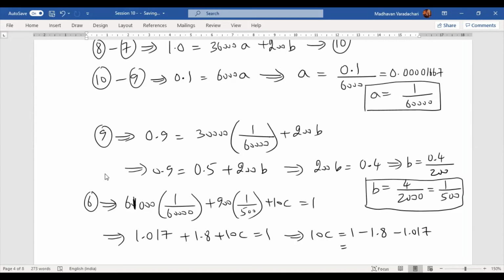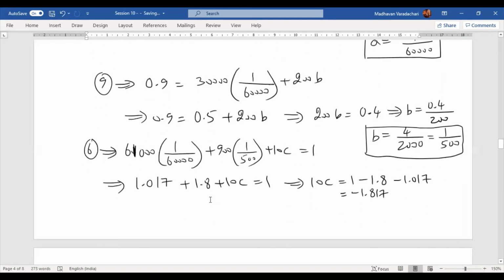So 1 minus 1.8 minus 1.017, which is negative 1.817. That means our C will be negative 1.817 divided by 10, which gives me negative 0.1817. That is our C value.